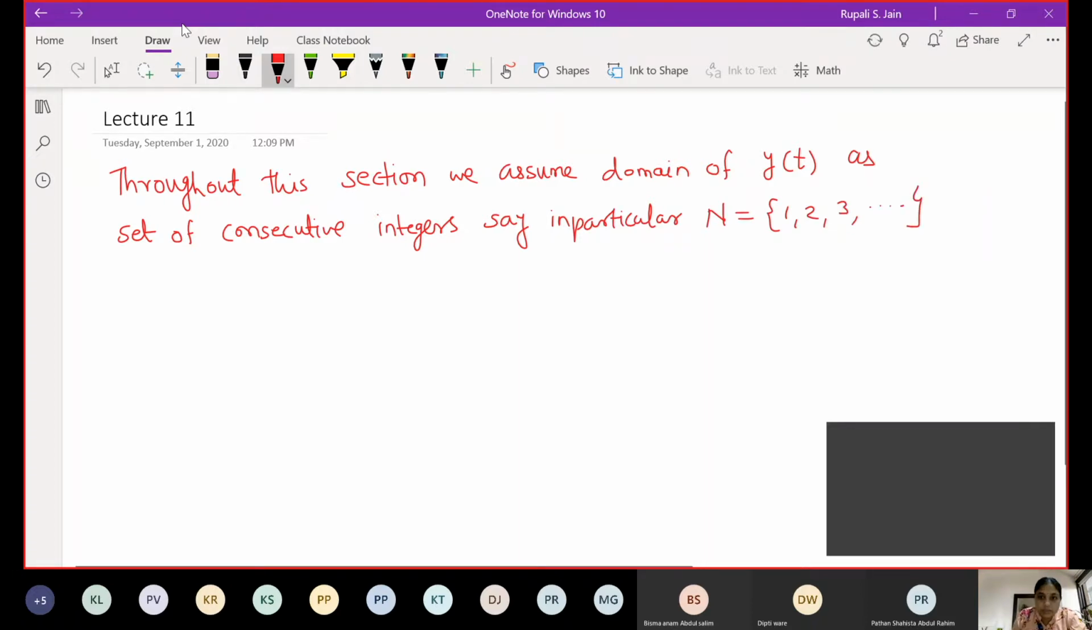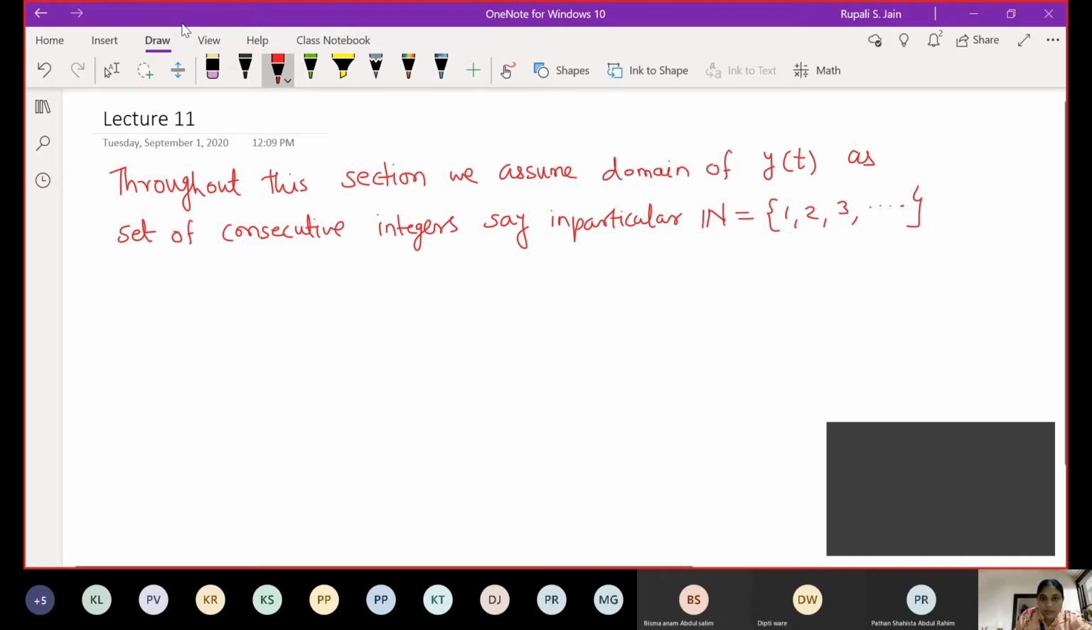Okay, so now in this section we will assume that our domain of Y_t is the set of natural numbers. Means domain is 1, 2, 3 and so on. My t is 1, t plus 1 is 2, t plus 2 is 3 and so on. So whatever summation I take, whatever C of t I will get, that will be constant.